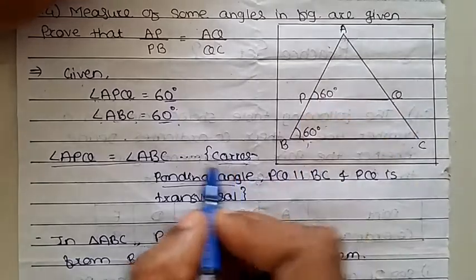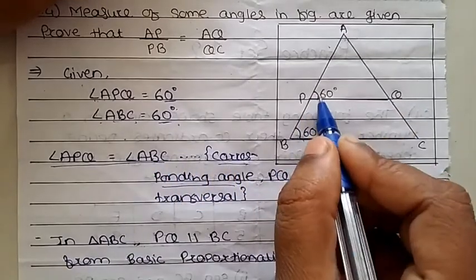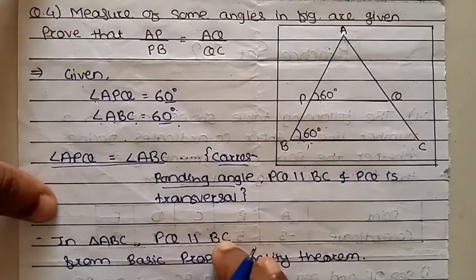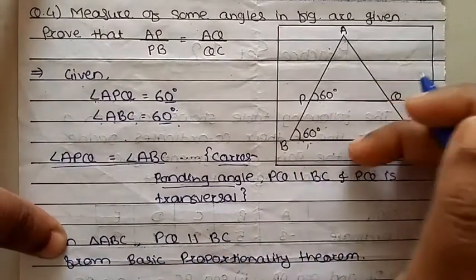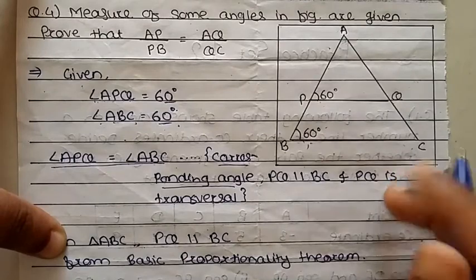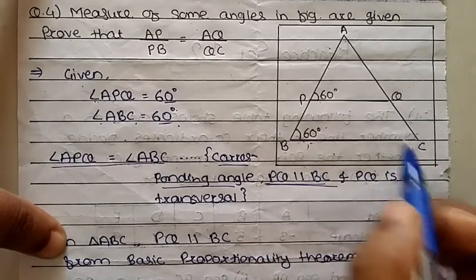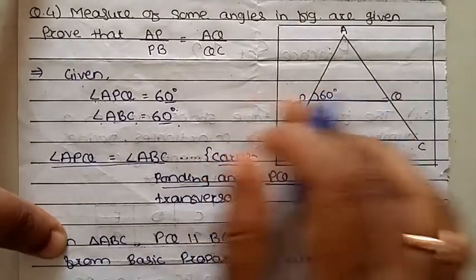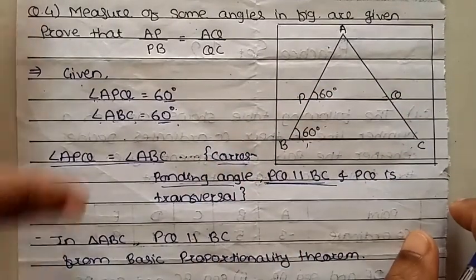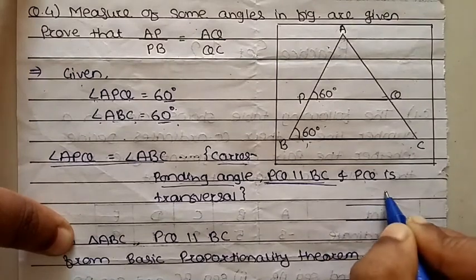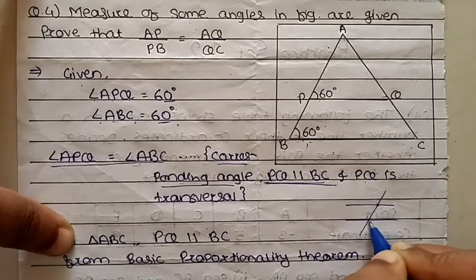Okay, so it forms a corresponding angle also. When corresponding angles are there, that means the given two lines are parallel to each other. So therefore we can write it as PQ parallel to BC, and PQ is the transversal. Okay, what is meant by transversal? A transversal is a line which passes through two parallel lines at two distinct points.